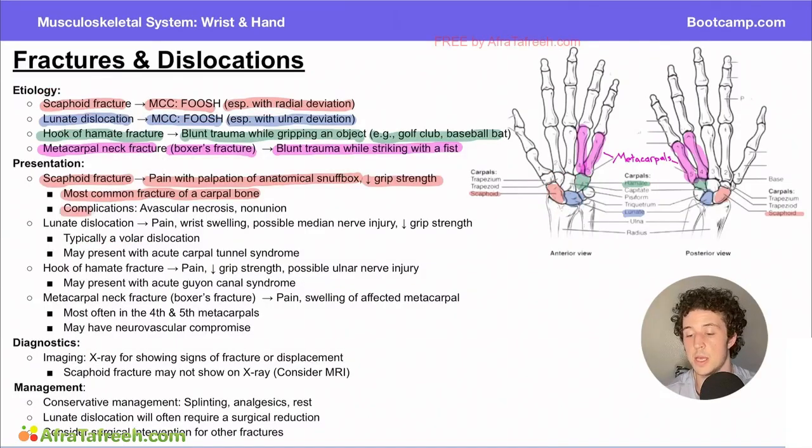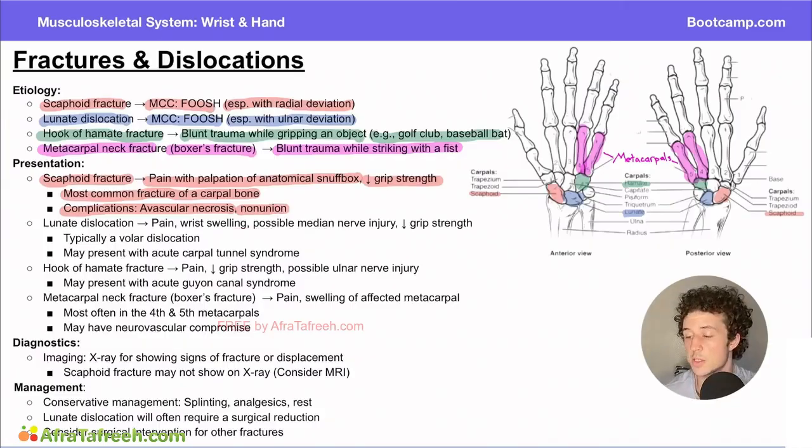And relevant complications of that scaphoid fracture will include avascular necrosis, which basically just means blood supply is not good and the bone is dying. This can lead to non-union, which is essentially just unhealed bone even over a long period of time, sometimes over 6 months, and there's still no healing.